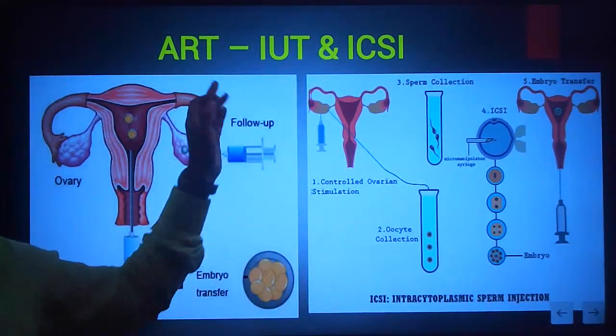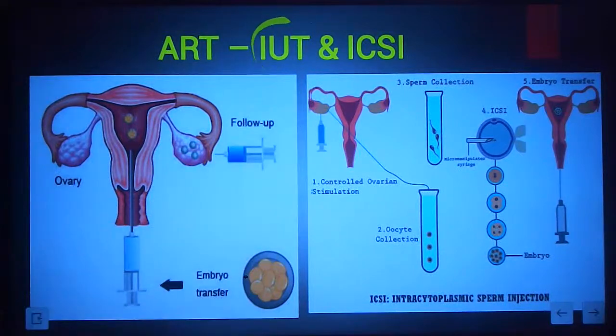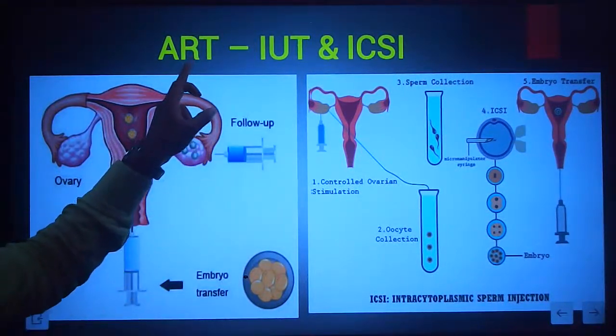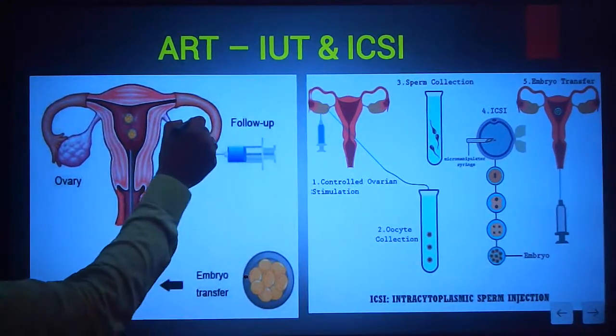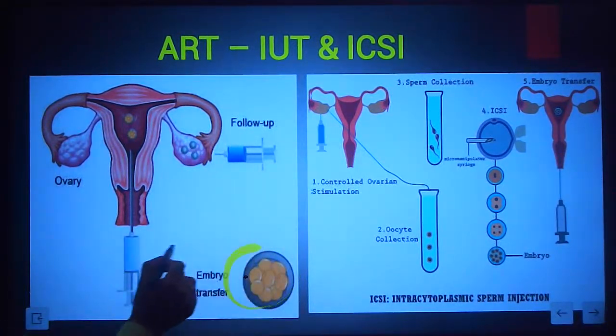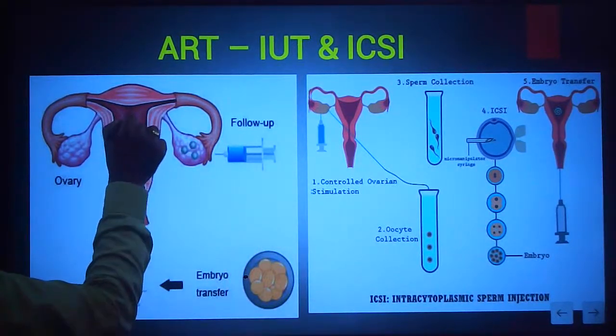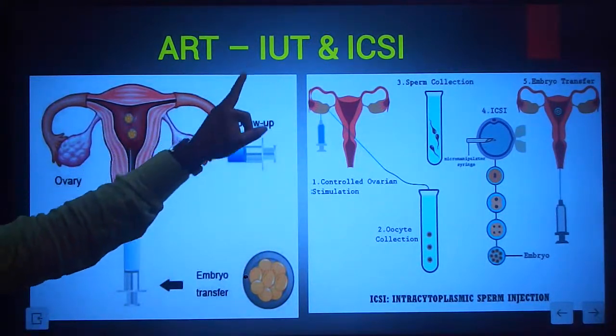Here in IUT, intrauterine transfer, the embryo goes beyond 8 blastomeres, and this will be injected into the fallopian tube. So the embryo is more than 8 cell stage, and it is getting transferred inside. This is what you actually do in intrauterine transfer.